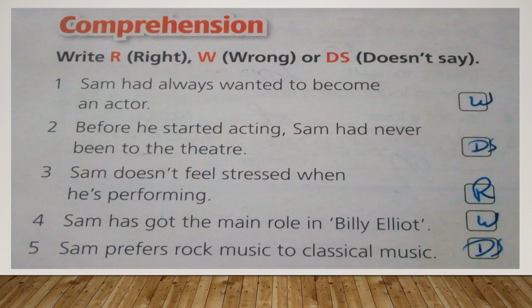4. Sam has got the main role in Billy Elliot. The answer is W. Wrong. He said he got the role of Billy's best friend, Michael. 5. Sam prefers rock music to classical music. DS. Doesn't say. It's not mentioned in the text.